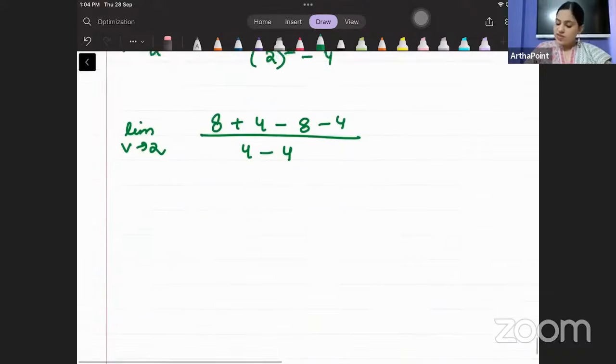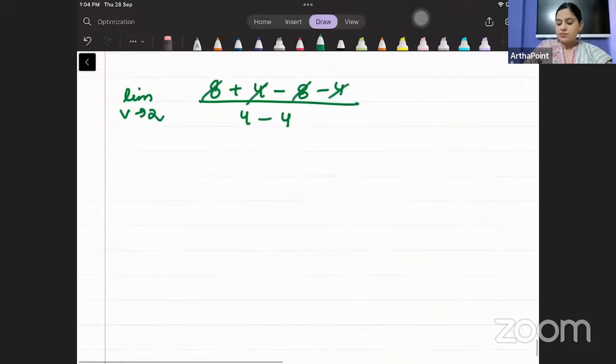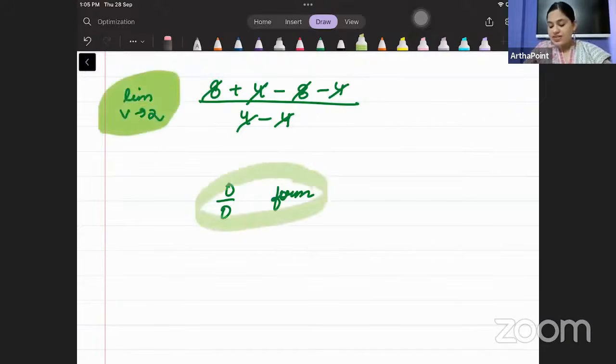Right, beta? So if I just solve this, I will get 0 by 0 form. So this function is giving me a 0 by 0 form. And since I'm getting a 0 by 0 form, it implies that this function is not defined at v equal to 2. When v is 2, the limit of this function does not exist. It is giving me a 0 by 0 form. So the function is not defined, right?